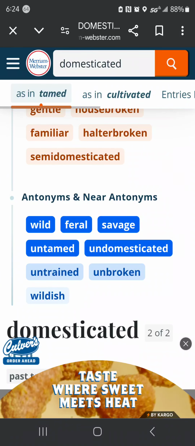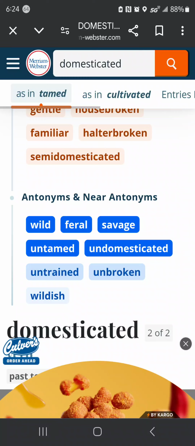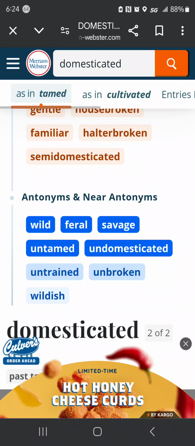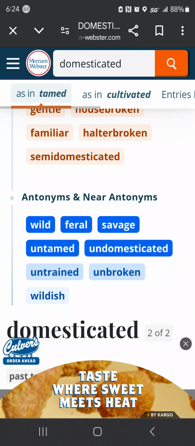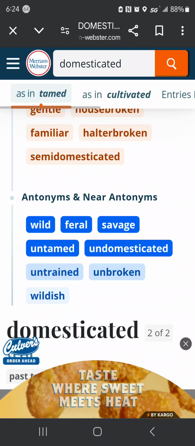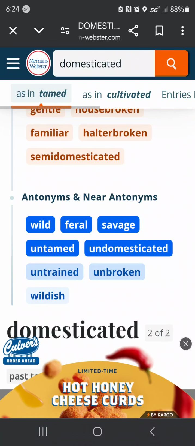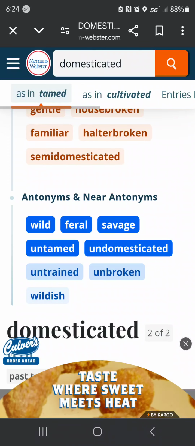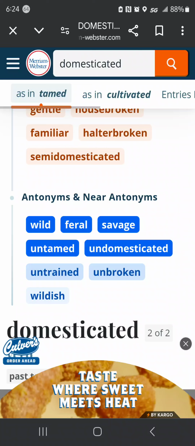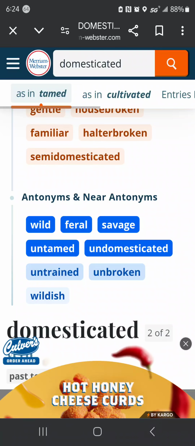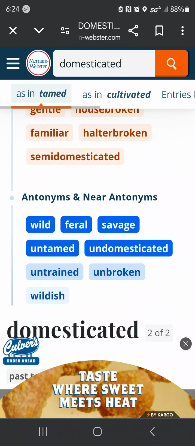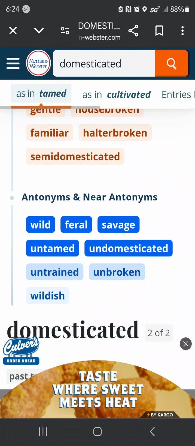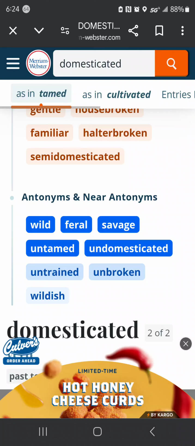We're going to look at the antonym of domesticated. So what happened to the people? The wild people, the feral humans, the savage humans, the untamed, the undomesticated. What happened to them? See, what the government does, what the system does to those kind of people, they put them on psychotic drugs. They put them on Ritalin. They put them on mind-altering drugs. They put them on illegal substances that's in the streets.